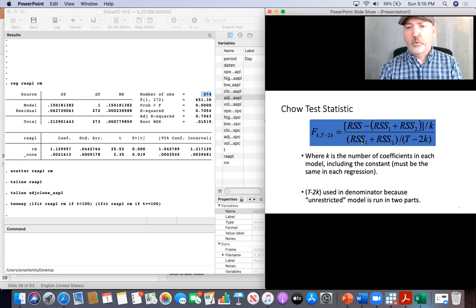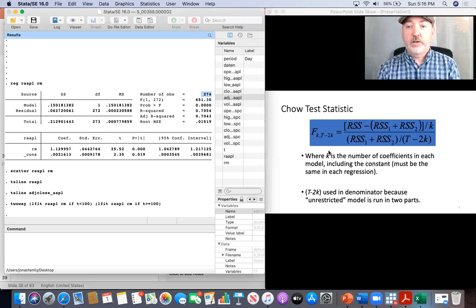And then in the denominator term, we again have that unrestricted sum of squares, RSS1 plus RSS2, divided by what we would normally see as n minus k minus 1. Here it is T minus 2k. So again, that big T is the total sample size, the number of observations in the full sample. So in our example here, that's the 274. And then 2 times k is twice the total number of coefficients estimated. The idea being, in order to get the unrestricted model, we had to estimate the model twice. So we have to account for that as a kind of a penalty in our degree of freedom calculation. And again, k includes the intercept.